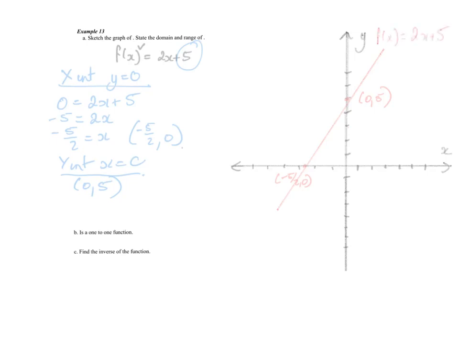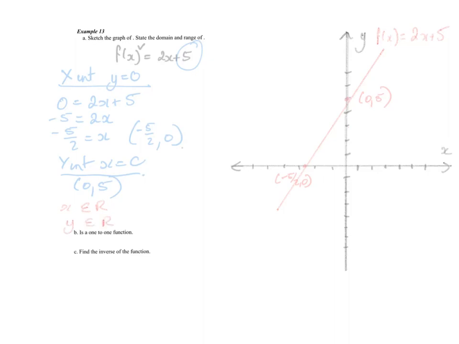And because it's a straight line, our domain and range are all real numbers. So the question did ask us to state that. So x is an element of real numbers and y is an element of real numbers.